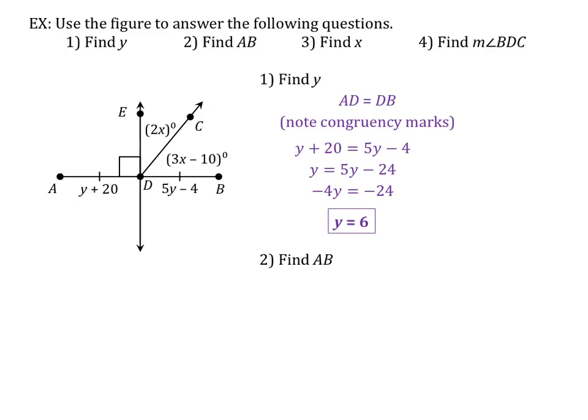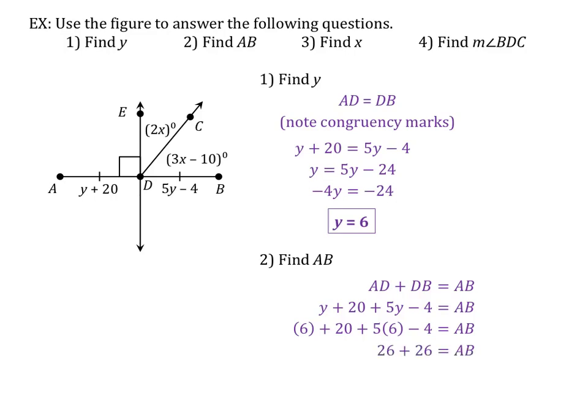Now, let's find AB. So AB is a segment, so we can use segment addition postulate to say that AD plus DB is equal to AB. So I'm going to take y plus 20 plus 5y minus 4 and set it equal to AB. Then, since I know that y is equal to 6, I'm going to plug in 6 for each time I see y. When I simplify, I see that 26 plus 26 is equal to AB, and so that means that AB is equal to 52.